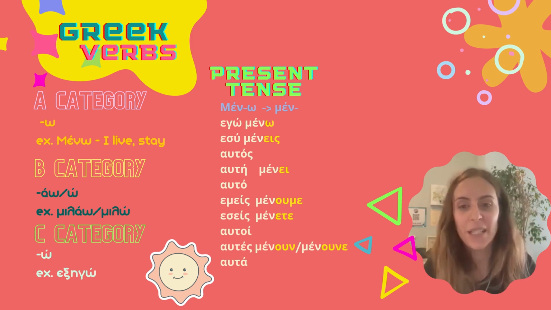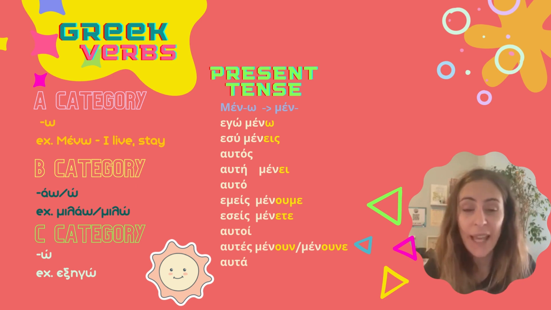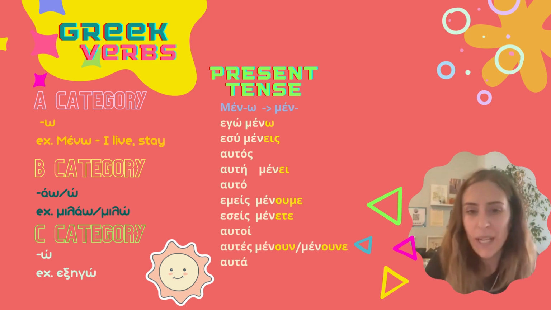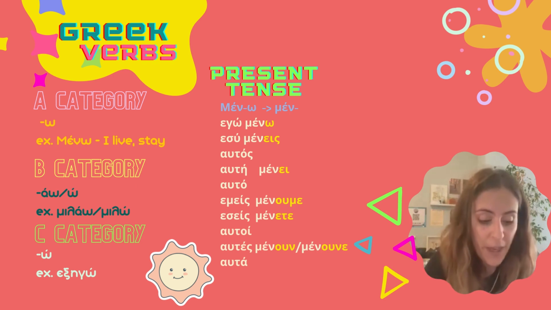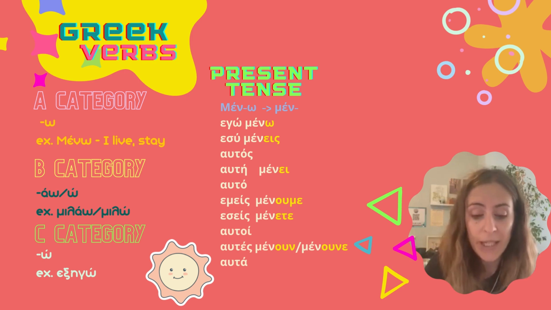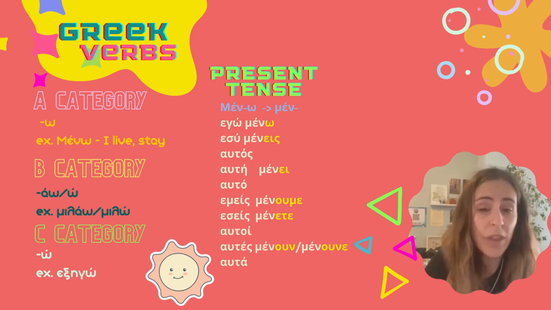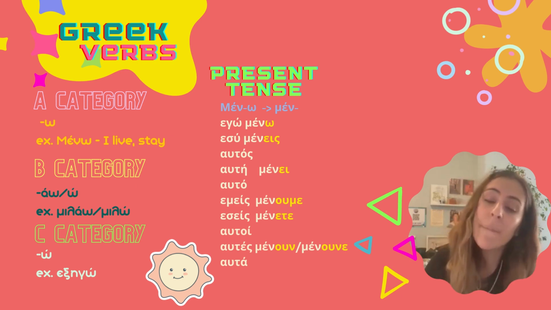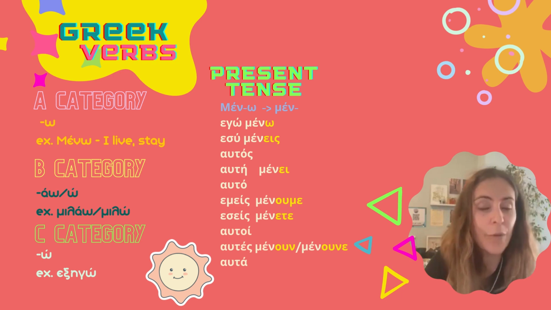In the first category, we have the verbs that end in O. This O is omega, as all verbs in active voice end in O. But the important thing to remember is that in this category exist verbs that end in omega without a stress and with no vowel before them. For example, the verb μένω.